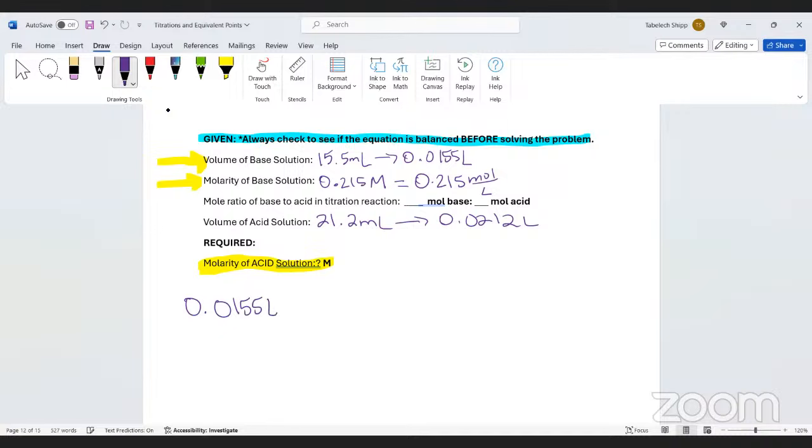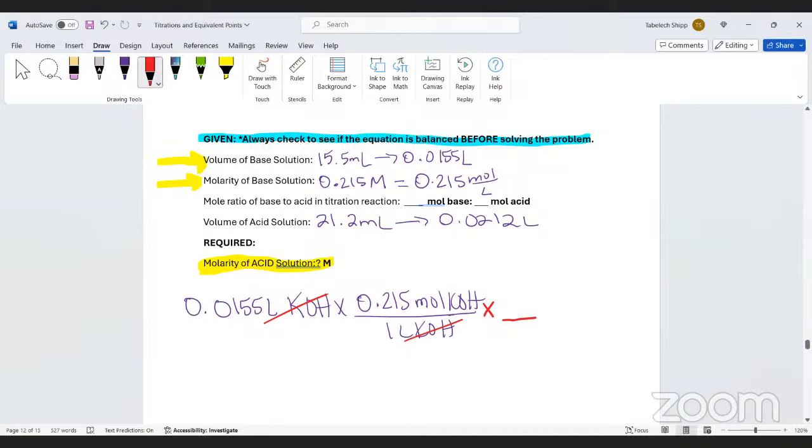0.0155 liters of potassium hydroxide times. Now my molarity is going to go next, okay? The molarity of the base was 0.215 moles of KOH per liter of KOH. Now, you know what's going to happen? The liters are going to cancel out. And now in this next step, I'm going to put my mole to mole base acid coefficients. So that's where I go right up here now.